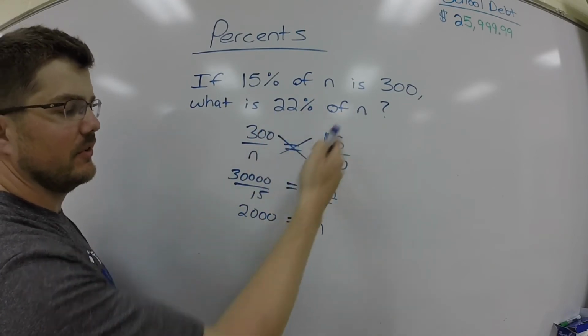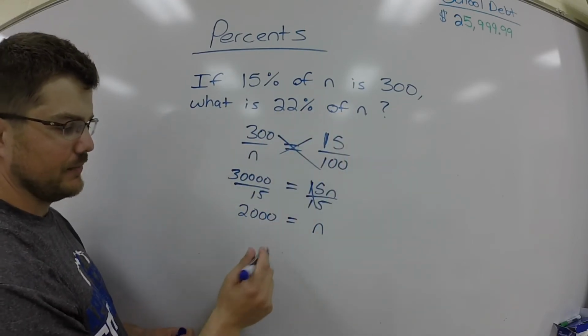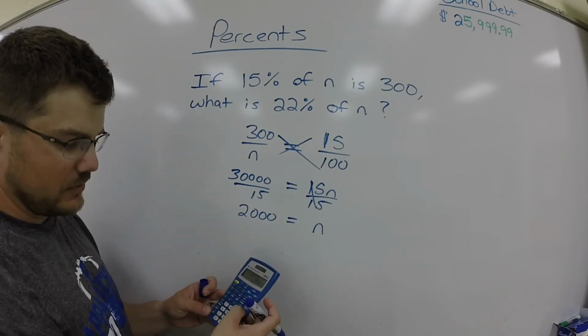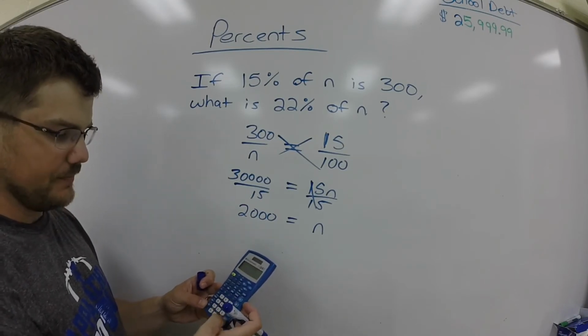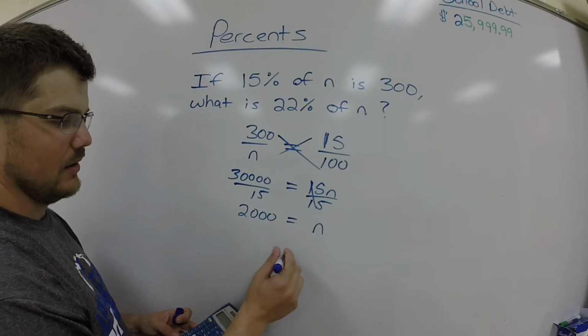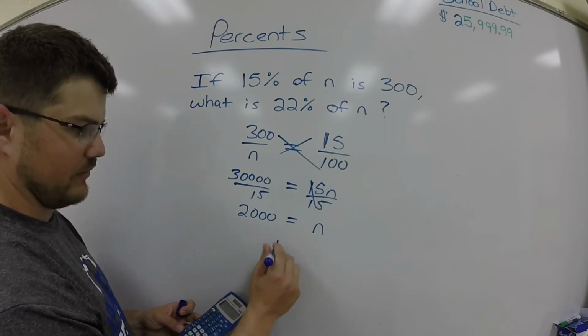Alright, so now that we know what n is, what is 22% of n? What is 22% of 2,000? Well, let's do 2,000 times 0.22. And our answer is 440.